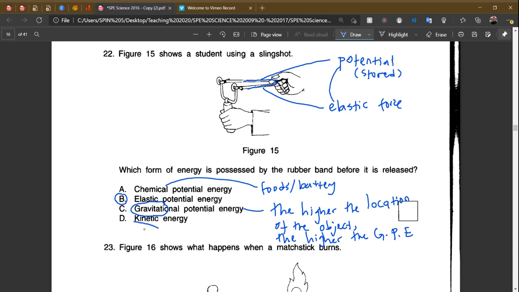Kinetic here refers to movement. So here we don't have any movement, we just pull it and then get ready for it to be released. So the answer is B.